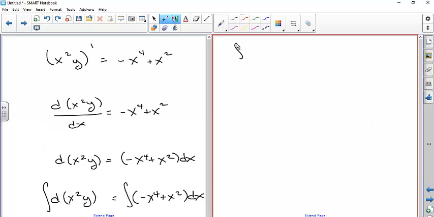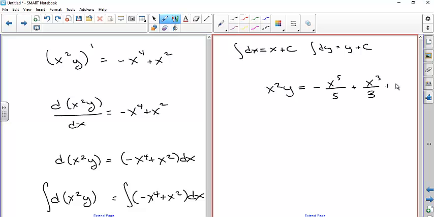And remember, the integral of dx equals x plus c. The integral of dy is equal to y plus c. So when you integrate a differential, we just get whatever that thing we have the differential of. So in our case, the integral of d of x squared y is equal to x squared y. And then the right hand side we integrate. So we add 1 to the exponent, divide by the new exponent, add 1 to the exponent, divide by the new exponent, add our arbitrary constant c.